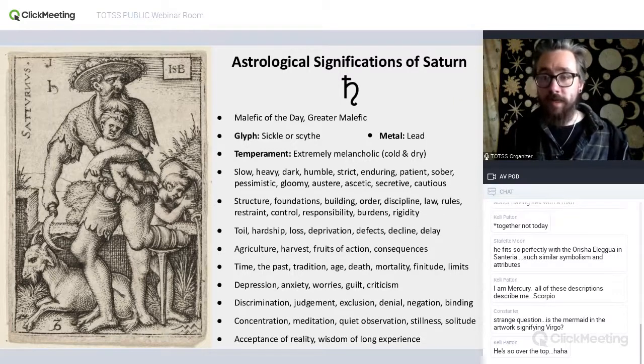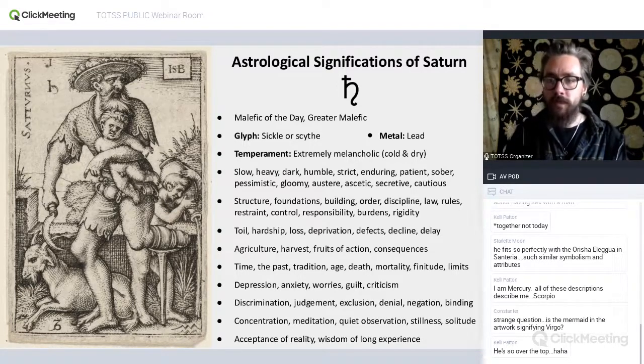All right, so Saturn can signify time itself, as well as the past and tradition and age or old age, death, mortality, finitude, and limits. And all those are important. Without the limits imposed by our eventual death, human life would have no shape, and there'd be no real reason to do things, right? Our eventual mortality gives shape and even meaning to life in a lot of ways, even though it itself is something that is scary or frightening.